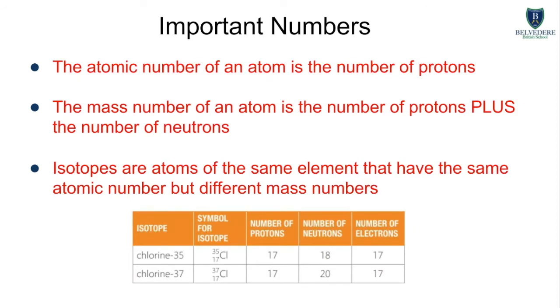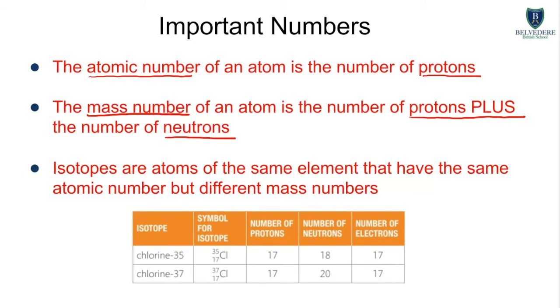So we've also discussed back in GCSE atomic number. So atomic number is the number of protons that are in an atom. We looked at mass number being the number of protons plus the number of neutrons. Because remember, it's everything that has that mass of one that is in the center of the nucleus.